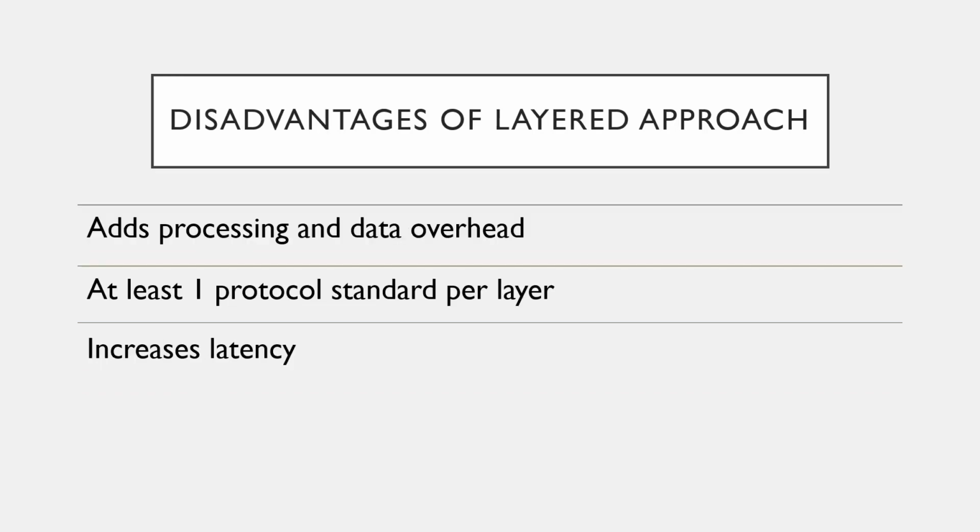Now, the disadvantages are that it does add processing and data overhead. Just as we mentioned before, TCP versus UDP: TCP has more overhead, so it does make it slower. And all this encapsulation does add data every single time. There is at least one protocol standard per layer, so you do have to learn some protocols and what's going on at each one. And it does increase latency, because there is more data to process and more standards to process. Latency is basically that delay time in networking.